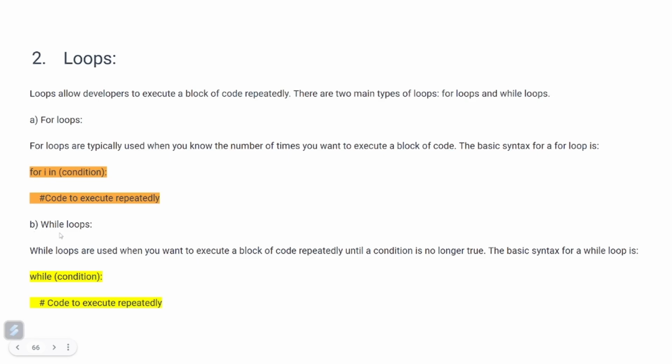And second is while loops. While loops are used when you want to execute a block of code repeatedly until a condition is no longer true. The basic syntax for a while loop is: while condition, your condition here, and the code to execute repeatedly. This is the same as for loops. The difference is that we use the condition in for with range, and we use the condition with while.